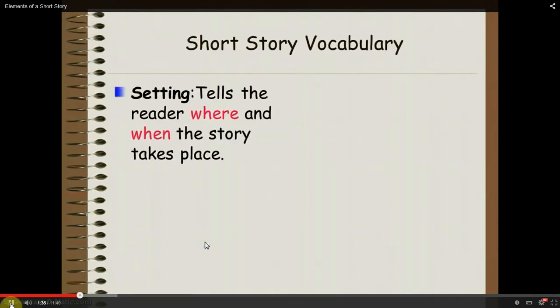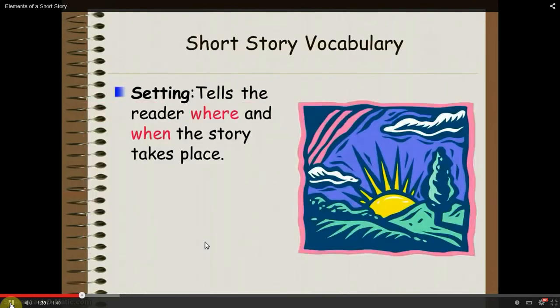The first element we're going to discuss is setting. Setting tells the reader where and when the story takes place. For example, the setting of The Lion King would be the African savannah, probably present day, whereas the setting for Hunger Games is America, but a long time in the future. So setting really has a time and a place. If you were talking about the setting for Little House on the Prairie, that would have been in the 1800s in the United States.